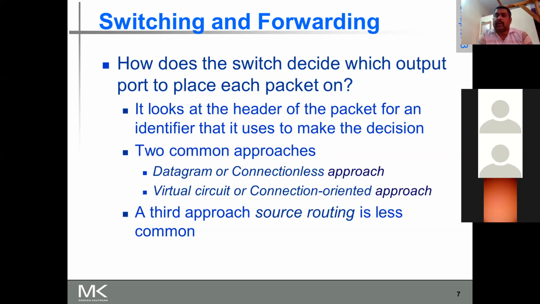Now, how does the switch decide which output port each packet should be placed on? It looks at the header of the packet for an identifier that it uses to make the decision. Two common approaches: datagram or connectionless approach, and virtual circuit or connection oriented approach. A third approach is source routing, which is less common. As I told you, the switch will take a decision that the packet is coming from one particular port and should be thrown to which output port. So how should the decision be taken? The decision will be taken in two approaches.